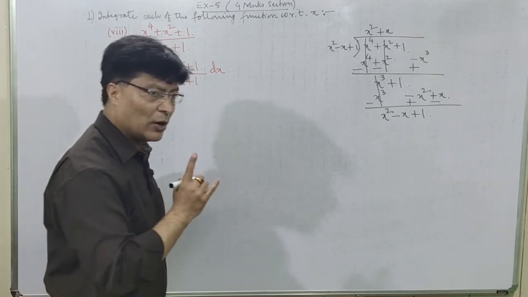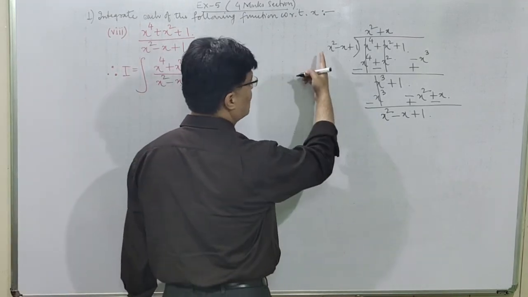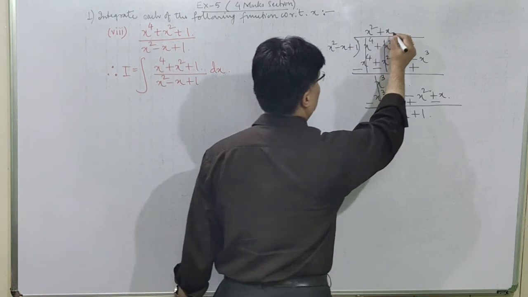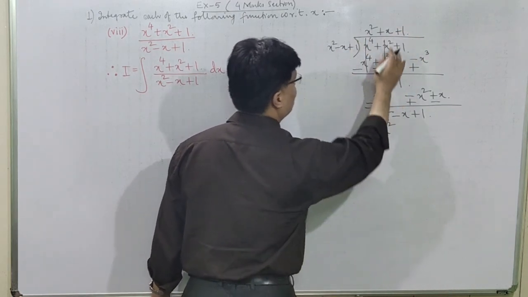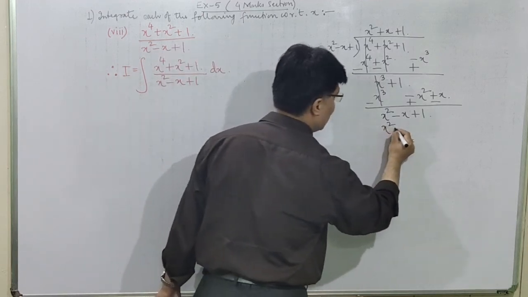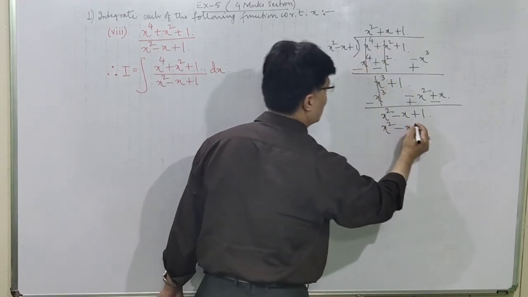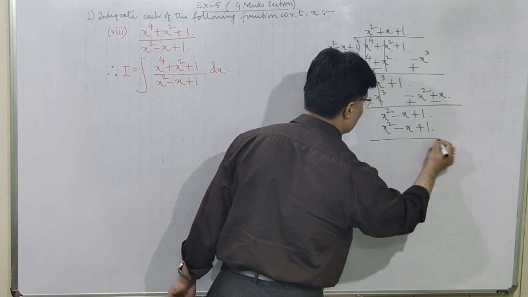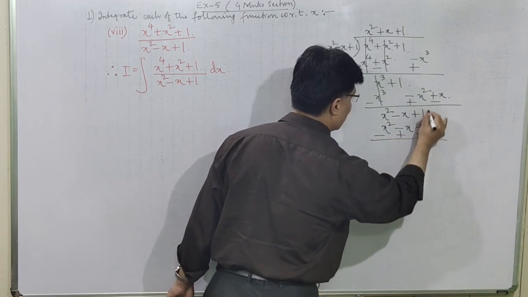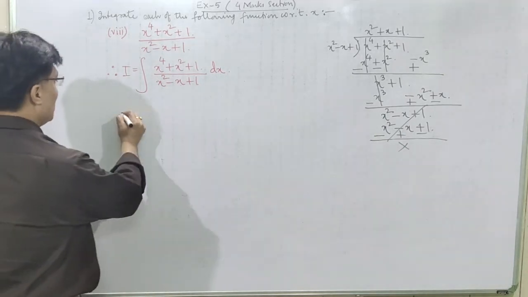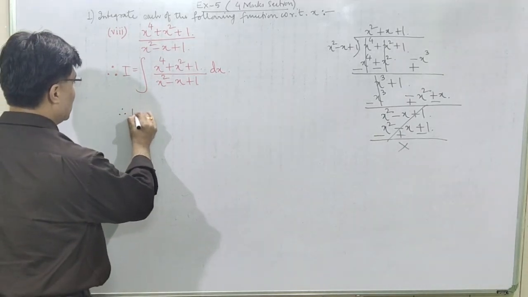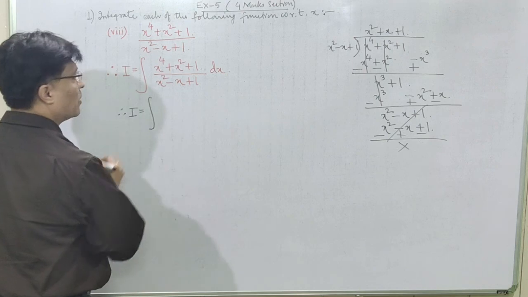Okay. Now you can write plus 1 because x square into 1 is x square, isn't it? So plus 1. So 1 into x square is x square, plus into minus, minus x. And this is plus into plus, plus 1. So you can change the sign. This is minus, plus, minus. This is cross.